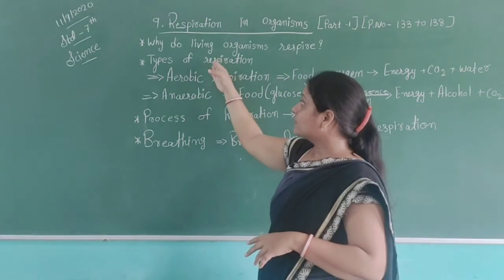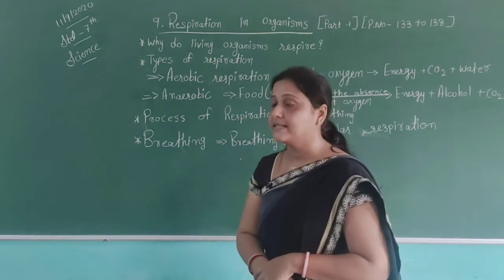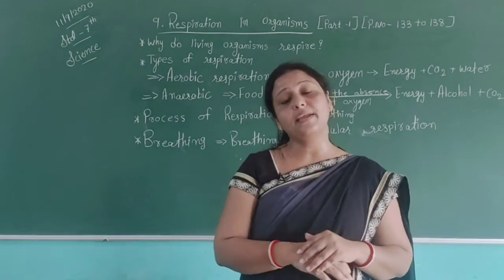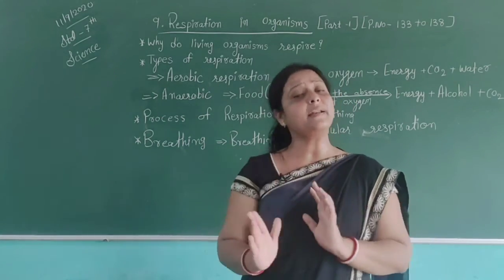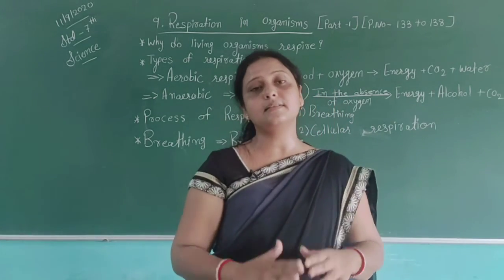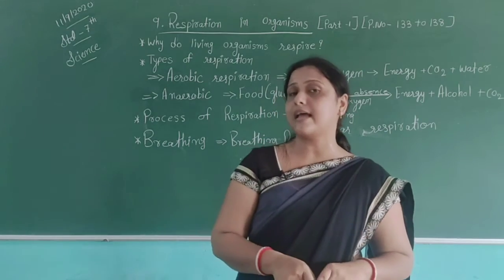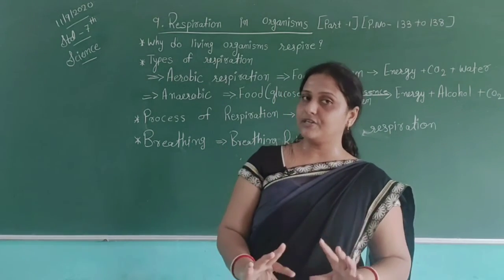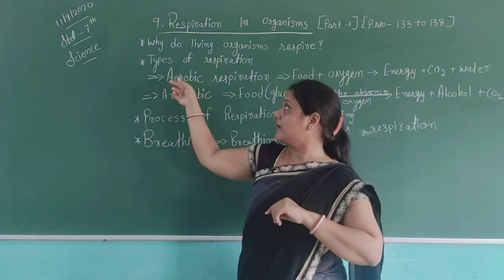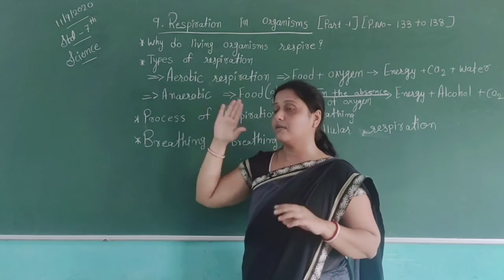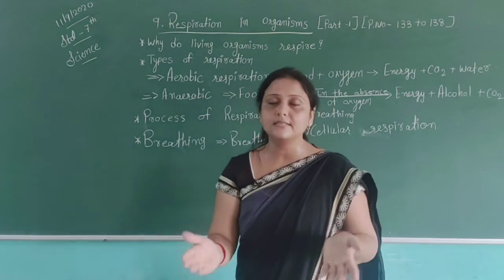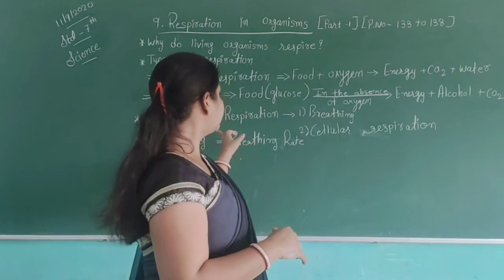Okay, so types of respiration: we have two types, aerobic and anaerobic. Aerobic means the food is broken down in the presence of oxygen. Anaerobic means the oxygen is absent. Both produce energy, but they differ in the way. In aerobic, the oxygen is present. In anaerobic, the oxygen is absent.